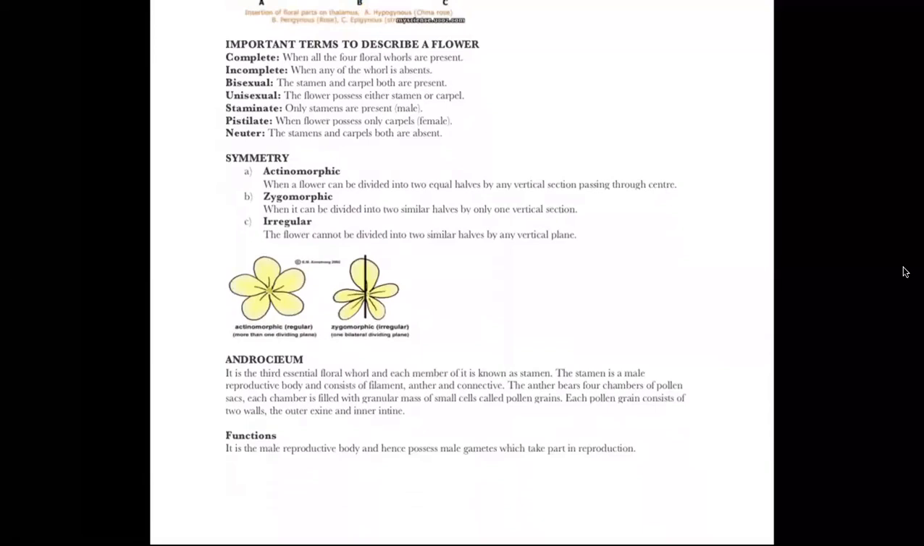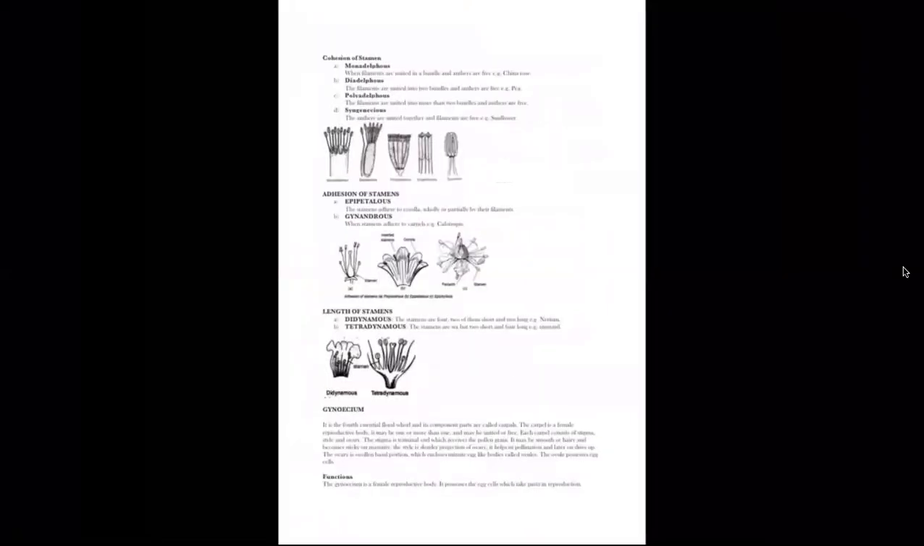Androecium. Now we come to the third layer. The androecium is the third essential floral whorl, and each member is known as a stamen. The stamen is a male reproductive body and consists of filament, anther, and connective tissue. The anther bears 4 chambers of pollen sacs. Each chamber is filled with granular mass of small cells called pollen grains. Each pollen grain consists of 2 walls, the outer exine and the inner intine. ये हमने last section में पढ़ लिया था, ठीक है? It is a male reproductive body and hence possesses male gametes which take part in reproduction. Let's see.